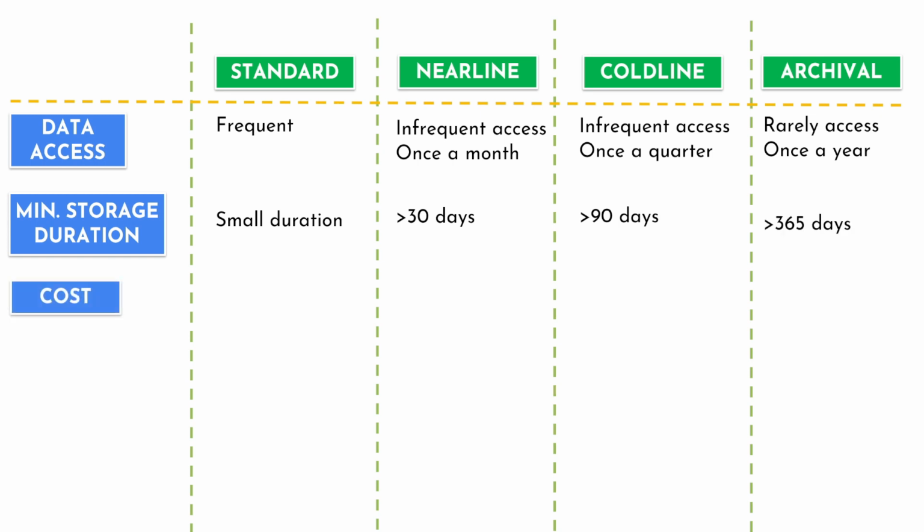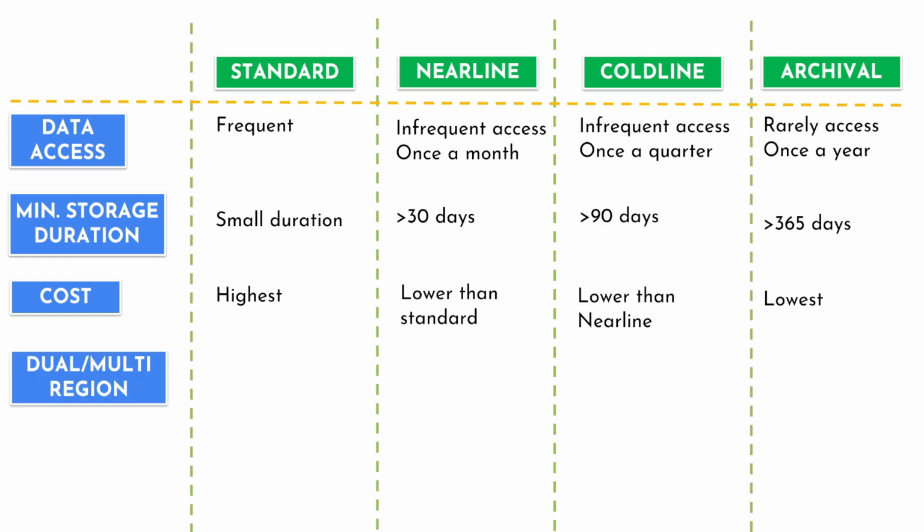Let's see the cost associated with each of these. Because standard is used to store frequently accessed data, when it comes to retrieving or storing objects, standard has the highest cost. Nearline has a lower cost than standard but higher than coldline. Coldline has a lower cost than nearline but higher than archive, and archive has the lowest cost.